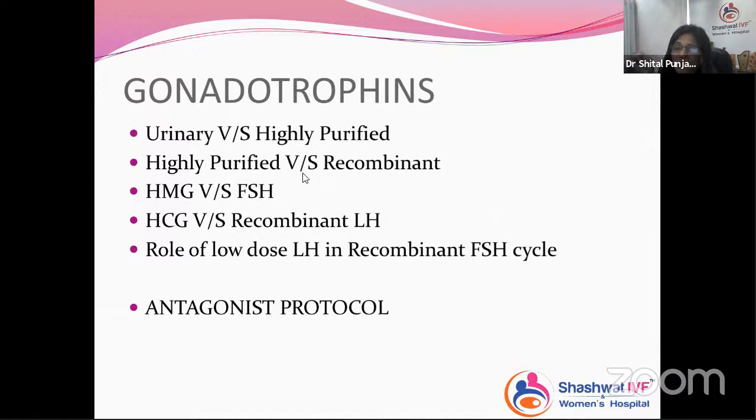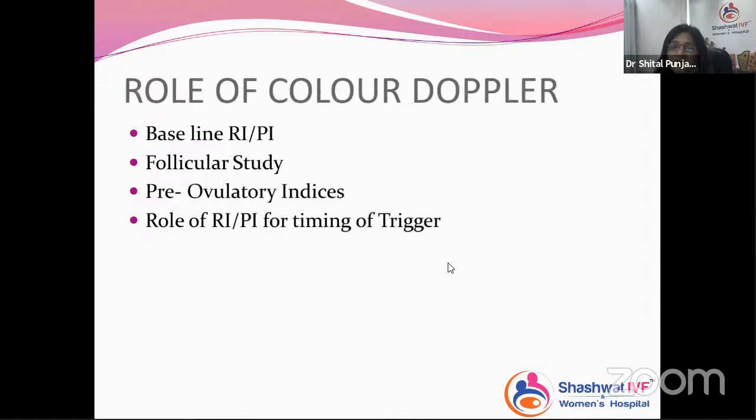There are two types of antagonists. One is the daily antagonist and one is the fixed dose antagonist. Most of the time, the daily antagonist is preferred. This is to prevent the premature LH surge. And when we have given the antagonist protocol, the agonist is used for the trigger. So this is about the role of gonadotropin.